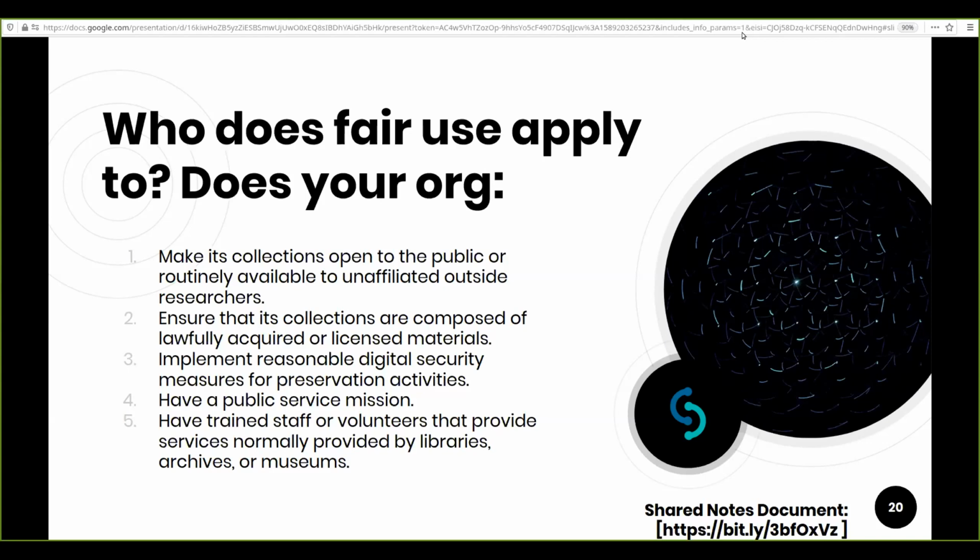But note that there are a few guidelines for who it applies to, and therefore who can join our efforts in the Software Preservation Network and in the EASY program. We're talking about collections that are routinely made public or open to researchers, collections that were lawfully acquired somewhere by one of us, software, or institutions that have a public service mission and have trained staff and volunteers that provide the usual library, archive, museum services.